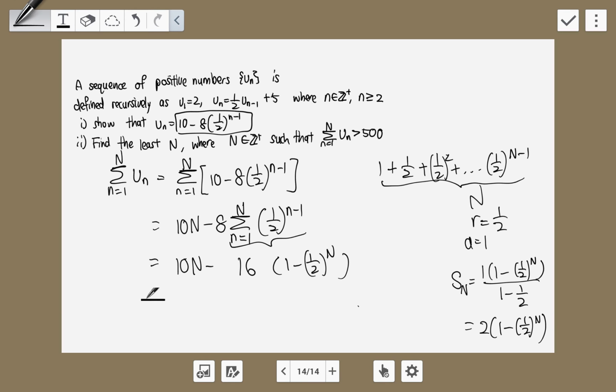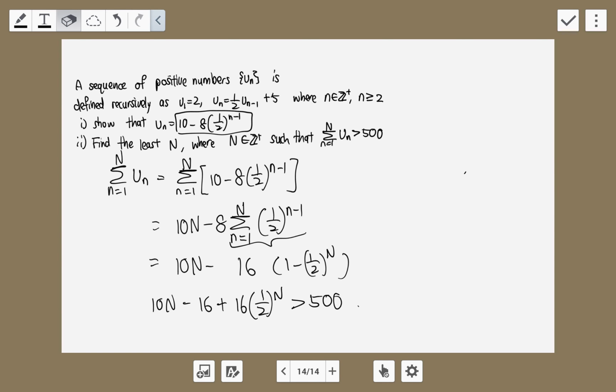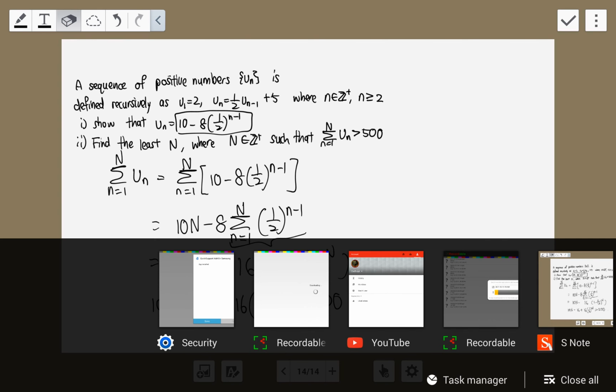You just need to solve 10n minus 16 plus 16 times half to the power of n greater than 500. For this, you need the graphic calculator. Okay, you need the graphic calculator to solve this. You will plot the graph. Let's see if I have the graphic calculator ready.